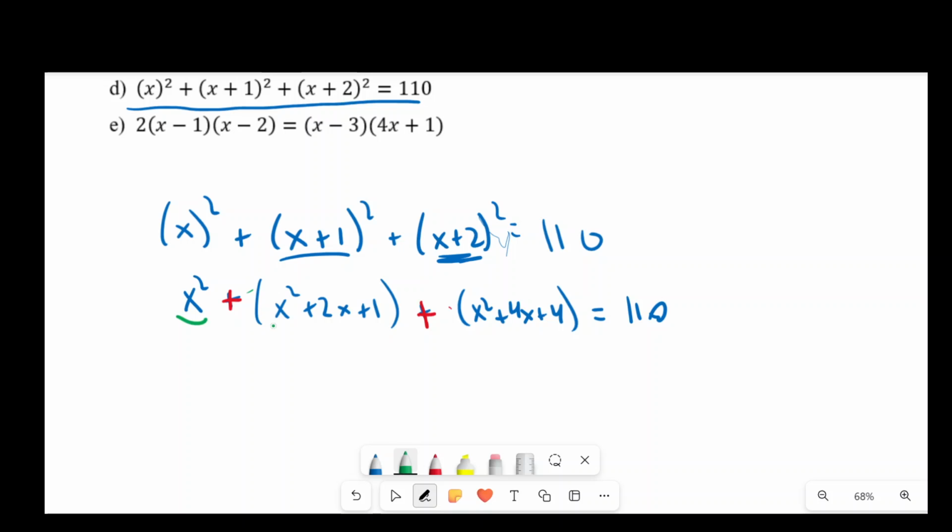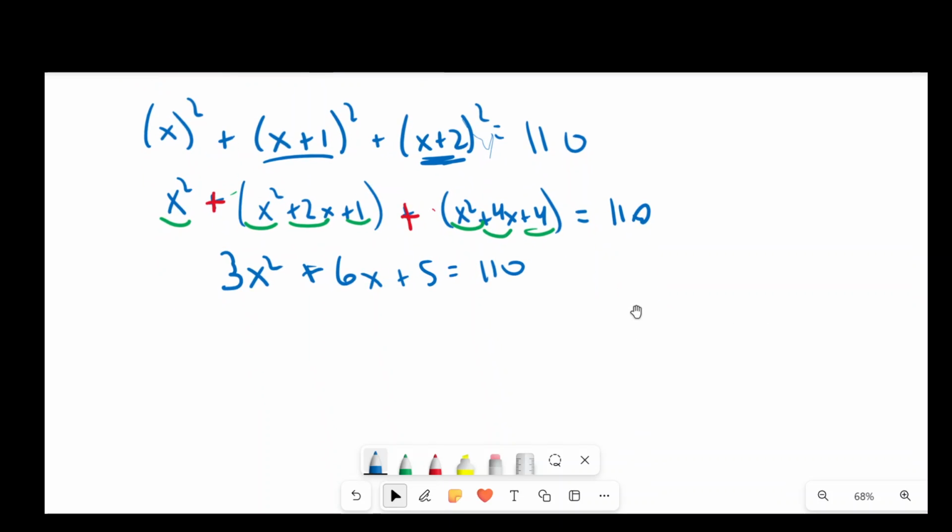Either way, I'm going to now collect like terms. So I have x squared plus x squared plus x squared. That's 3x squared. Then I have 2x plus 4x is 6x, so plus 6x. Then I have 1 plus 4, which is +5, and that equals 110. And then finally, I'm going to subtract 110. So I get -105 equals 0. So now I have it in proper quadratic equation form, and my goal is to factor.